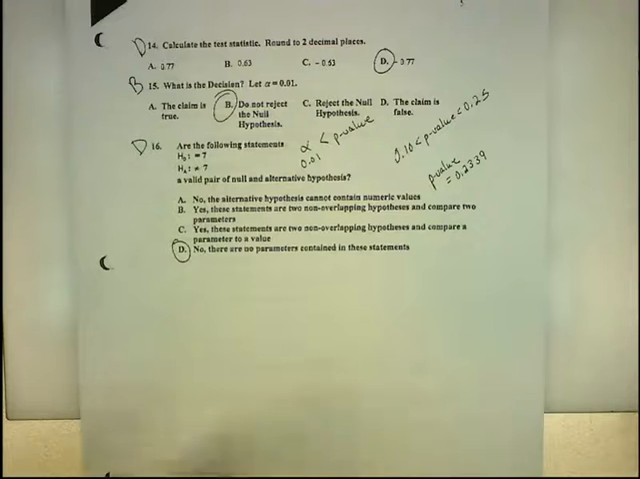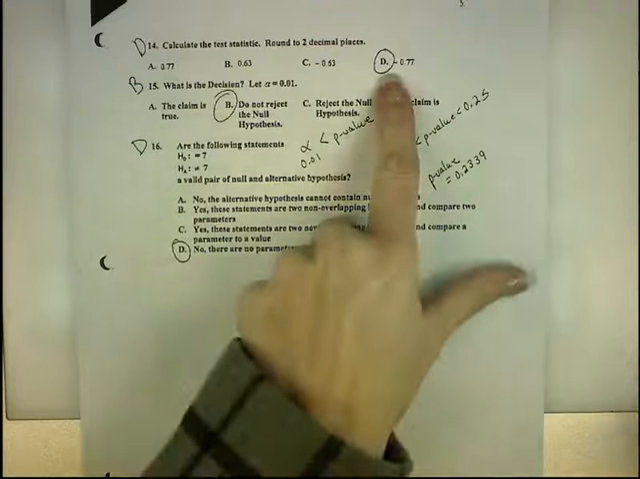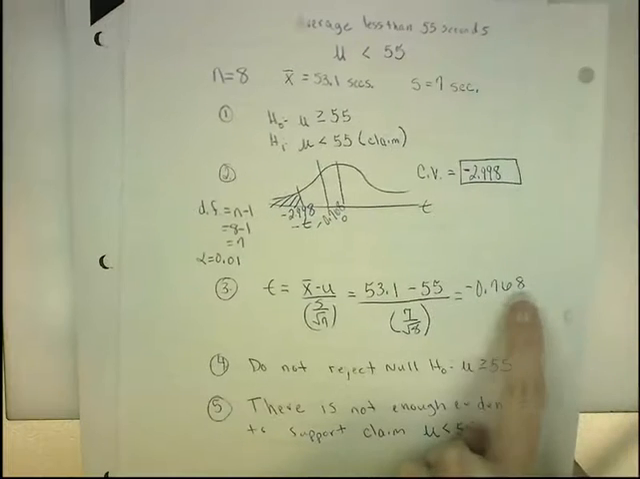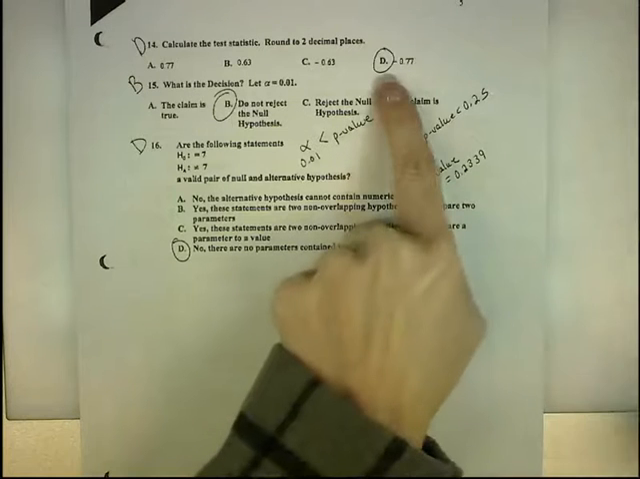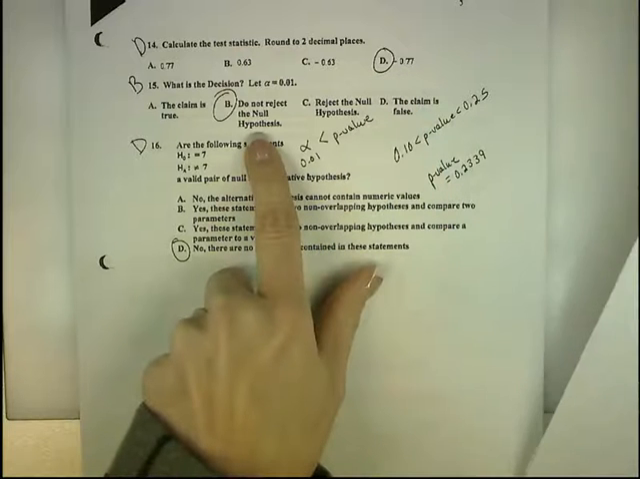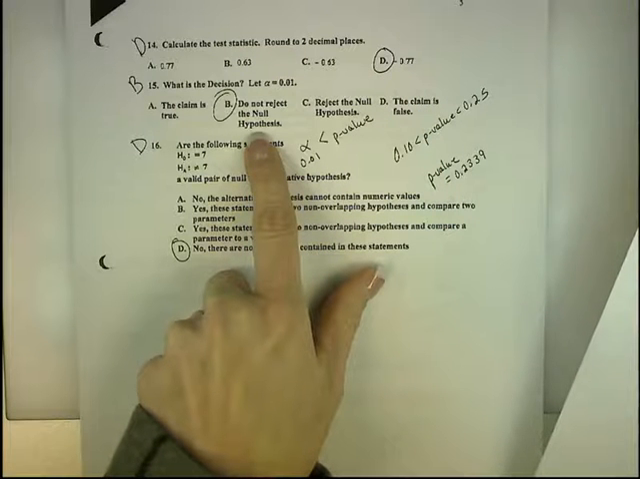If you go here, now the test statistic said to round to 2 decimal places. We got a negative 0.768. To 2 places it is a negative 0.77. Do not reject the null hypothesis. We did that with the traditional method.